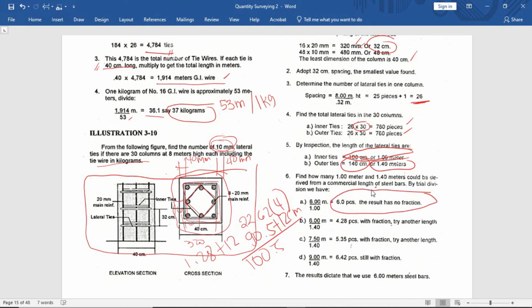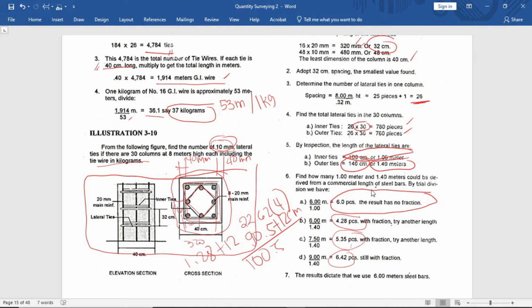So, how about naman sa 1.4? 6 divided by 1.4 is 4.28. 7.5 divided by 1.4, 5.35. 9 meters divided by 1.4, 6.42. So, pipili lang tayo sa tatlo kung saan dito ang least yung waste.